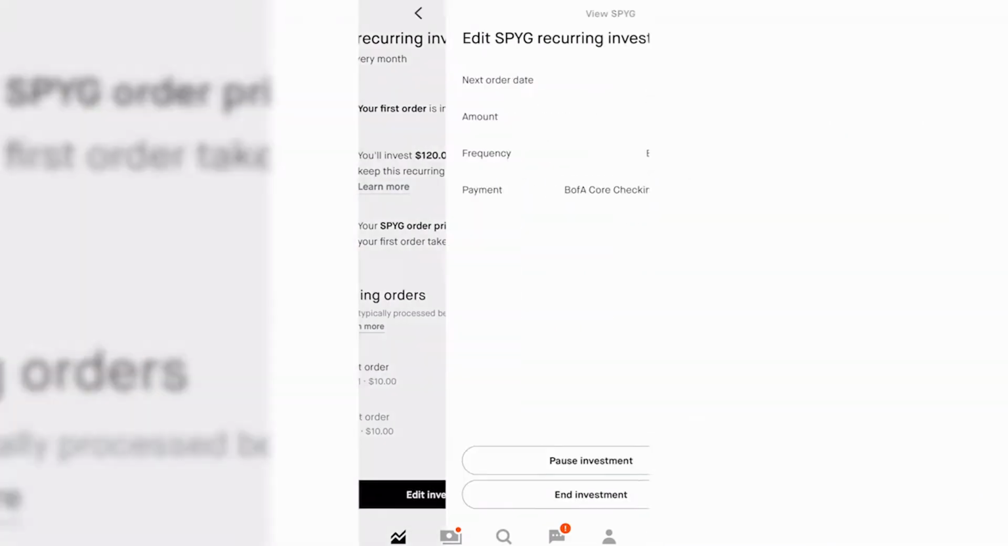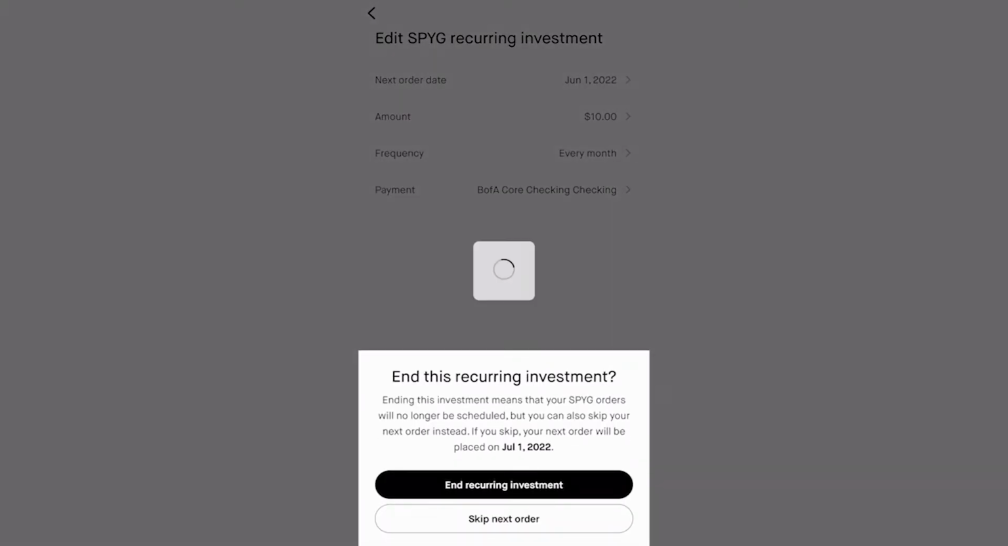The interface is very intuitive and the frequency options are great. The only issue I have is that Robinhood doesn't clarify how you stop or cancel an automatic investment, since you can't do that through the order screen. After setting up the automated investment, you can edit, pause, or cancel it through your profile.